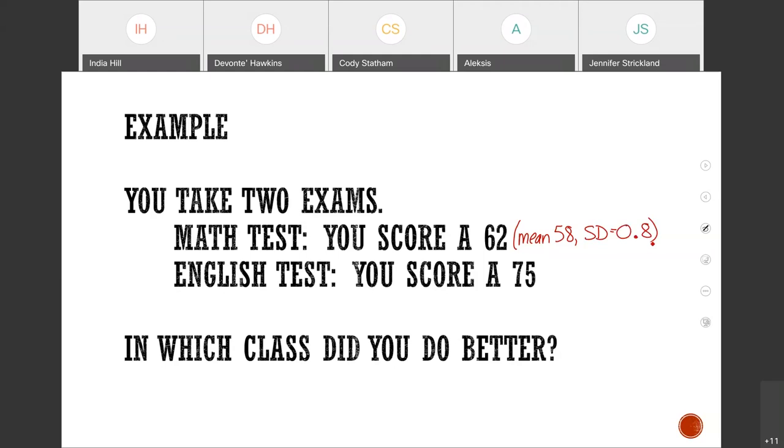Because that standard deviation is small, we would expect that everybody did scores around the mean. And then on the English test, we'll say the mean of that test was a 70, and the standard deviation was 3. So scores were a little bit more spread out in the English class than they were in the math class.